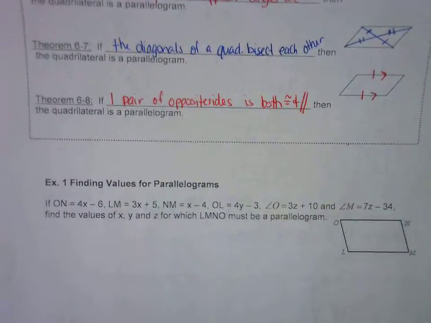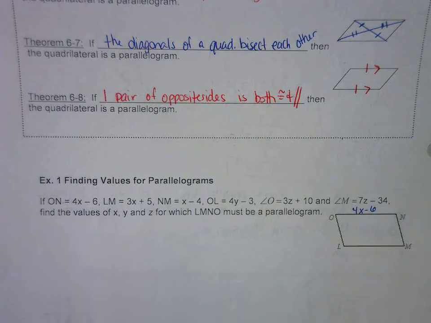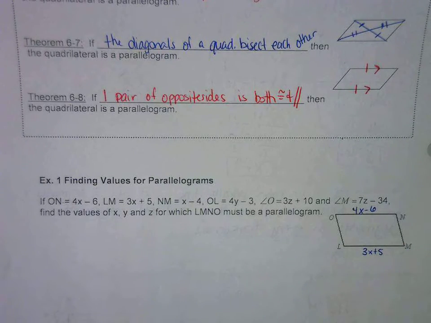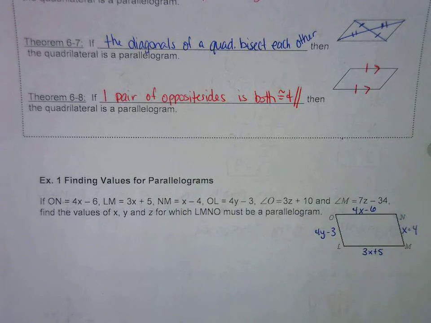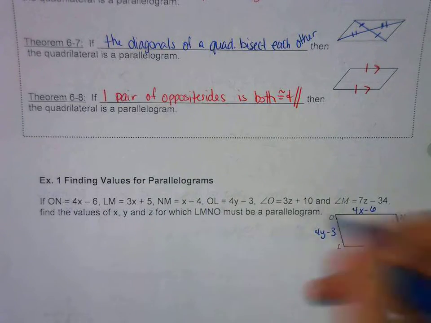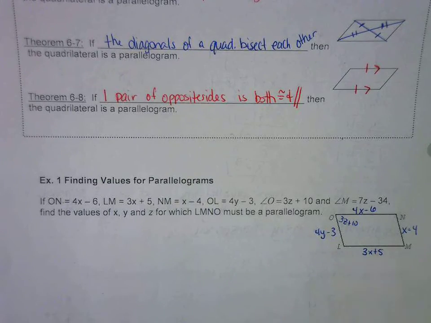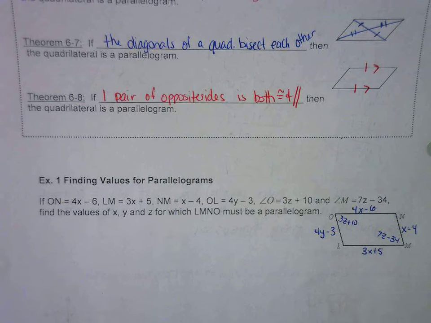So for example 1, it says the length of ON is 4x minus 6, LM is 3x plus 5, NM is x minus 4, and OL is 4y minus 3. And I also have that my angle O is 3z plus 10, and angle M is 7z minus 34. I want to find the values of x, y, and z for which LMNO must be a parallelogram.